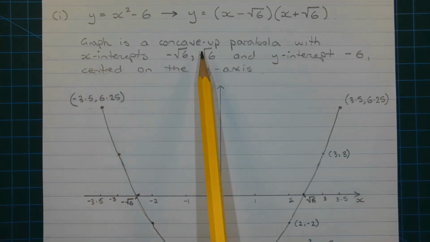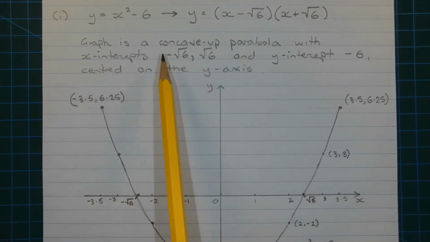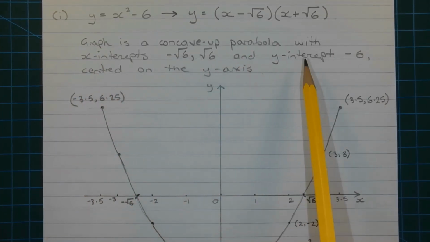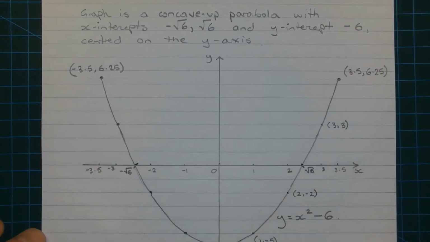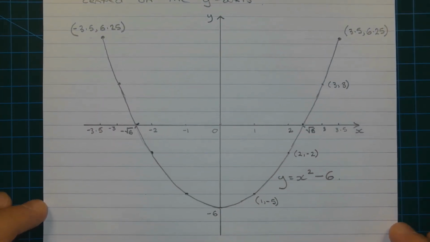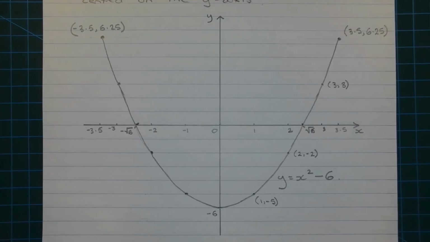So the graph is a concave up parabola with x-intercepts negative root 6 and root 6, and the y-intercept of negative 6 centered on the y-axis. So here is a sketch of the parabola y equals x squared minus 6.